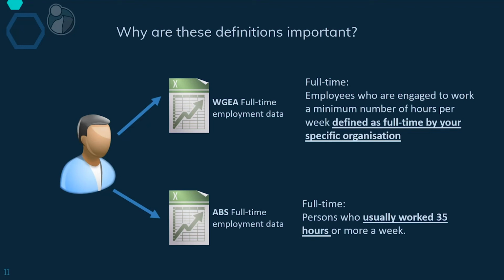And this is because data is recorded at an aggregate level, not at an individual level. So it's reported for the entire organisation, not just for one individual. By comparison, the Australian Bureau of Statistics defines full-time employment data as people who usually work 35 hours or more a week. There's a slight difference in these terminologies, and the question comes, if I'm comparing data from the Workplace Gender Equality Agency and the Australian Bureau of Statistics, are they comparable based on these definitions?